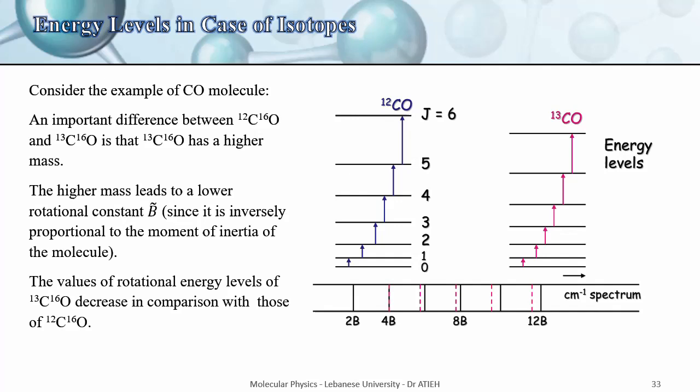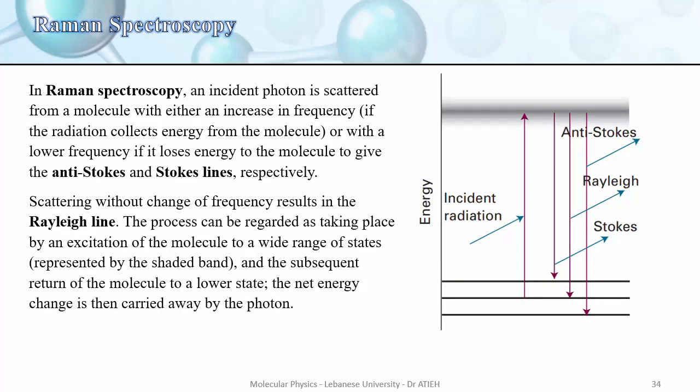If I is higher, that means the rotational constant B is lower. If the rotational constant B is lower, that means the rotational levels are closer. So as you can see from the figure, the energy levels of CO for C13 are much closer than the energy levels of CO for C12. And if the energy levels are closer, that means the lines on the spectrum are closer, simply because B is smaller. Up till now, we have studied absorption spectra of rotation.